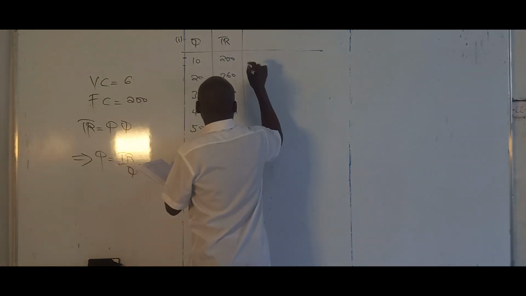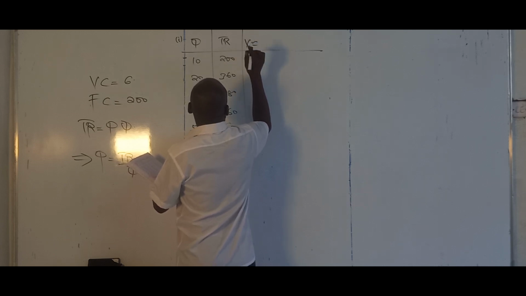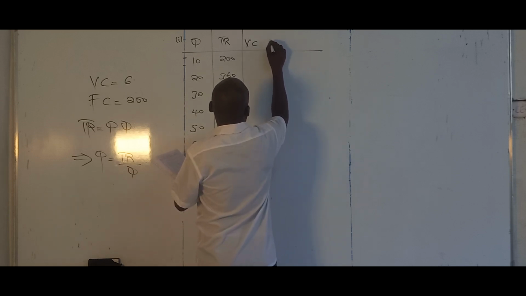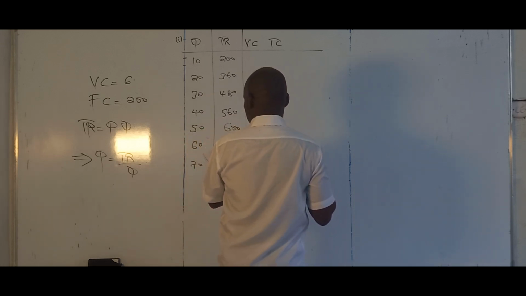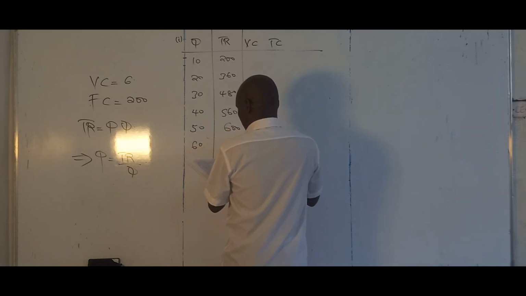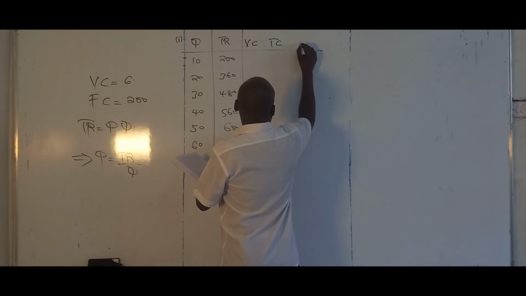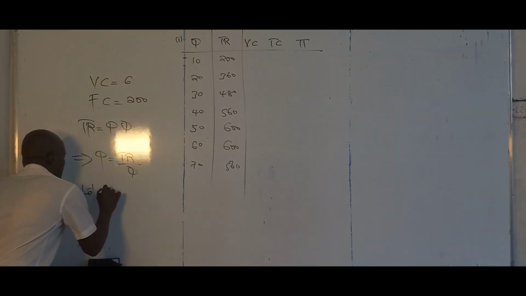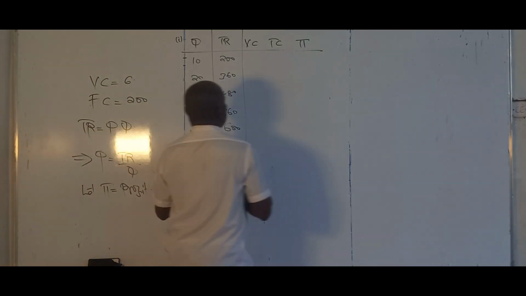Then I should be having variable cost. Then I should have total cost, and I should have profit. So I'll denote profit by this. Let that be profit. So I have that column.